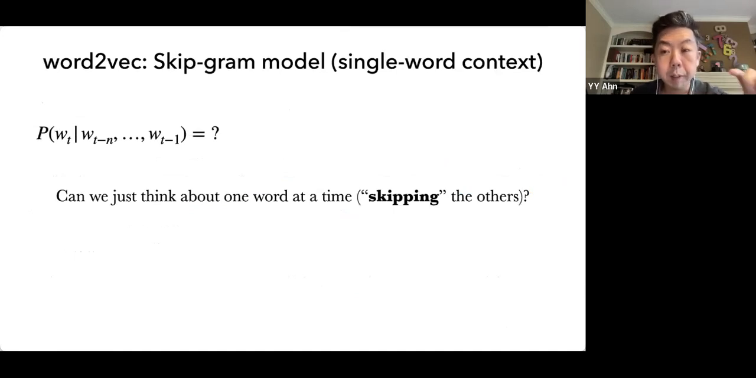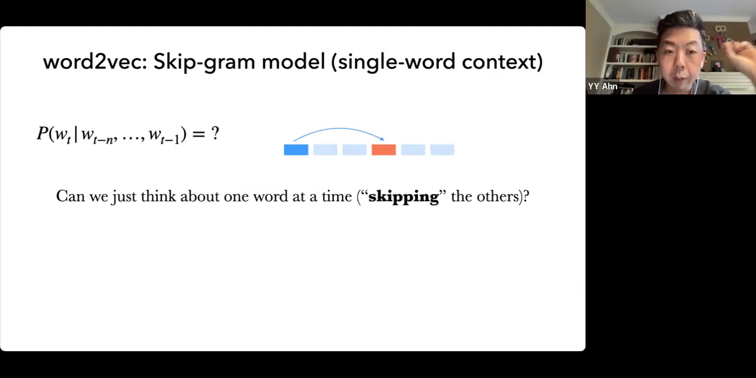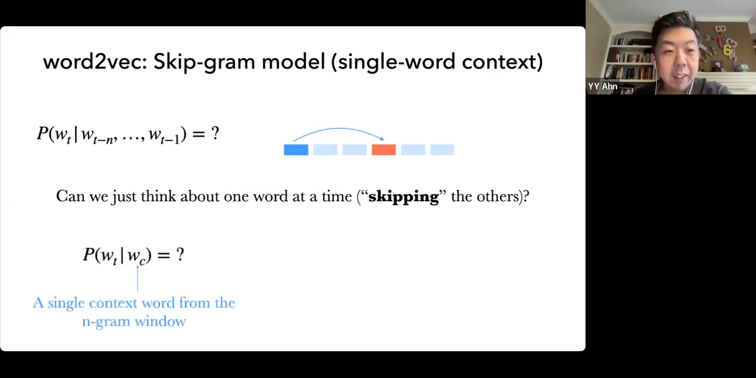And word2vec even simplifies that by thinking about the skip-gram model, which is the idea that instead of thinking about every word appearing before, we can just pick one word and then try to predict the target word. Can we just skip the other words? Okay. And that simplified things drastically.